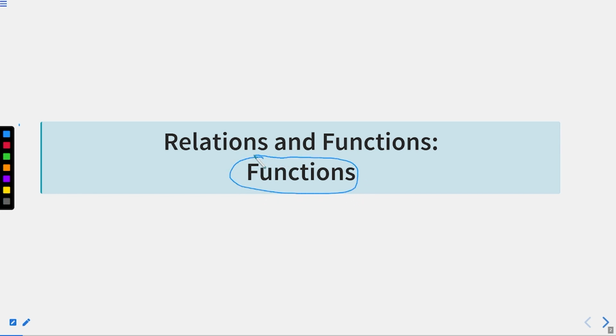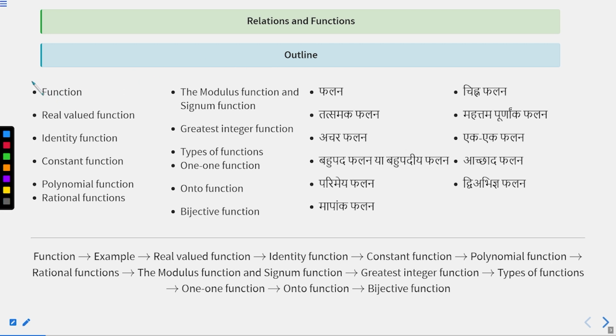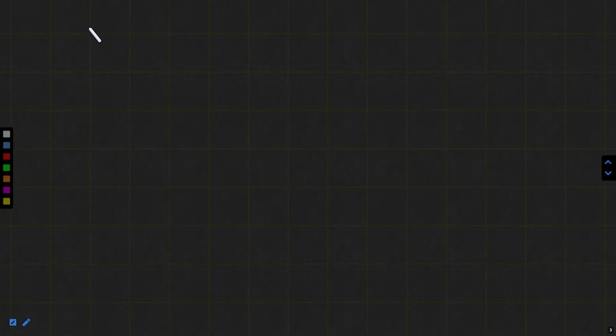Today we will be discussing the topic of functions. In the previous class, we discussed the definition. What do we mean by function? Let me recall it for you. First of all, a function is a relation from a set A to B.